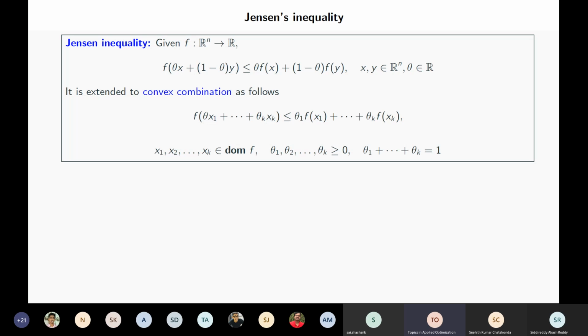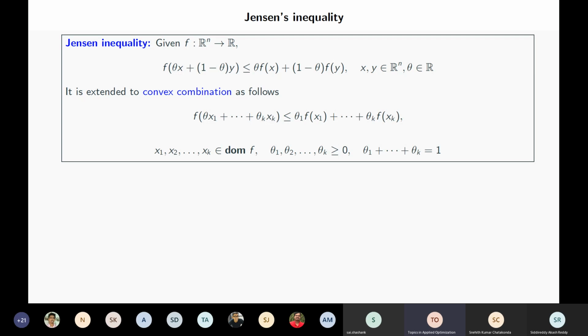Now what I will do is something called Jensen's inequality. The J is silent here because it's a Dutch name, Jensen. So in Jensen, the J is silent, as in Dutch.